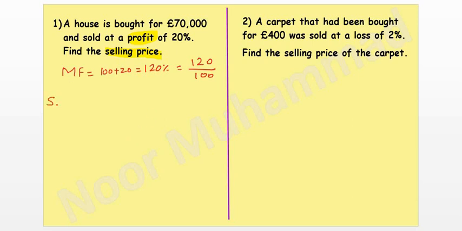How will we get the selling price? Selling price is the final price. What is selling price? It's the final value. So how do we get the final value? We just multiply the multiplying factor with the amount that is mentioned in the question. It's 70,000. So multiply 70,000.